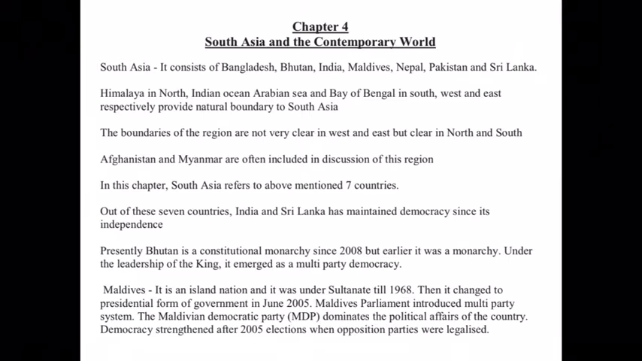Okay, so talking of these boundaries only, the north and south boundaries, that is the Himalayas in the north and the Indian Ocean in the south, they are very clear, but the east and west boundaries are not so clear, where we have the Arabian Sea and Bay of Bengal. So from the east and west side we cannot say about the clarity of the boundary of this area.